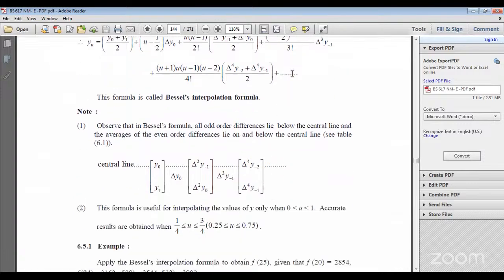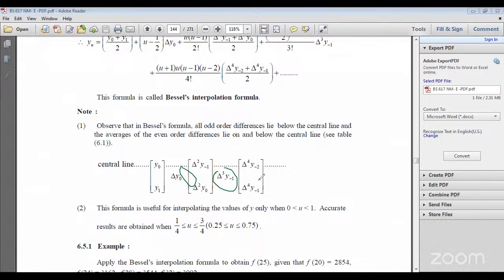So this is the Bessel interpolation formula. Observe that in Bessel interpolation, all the differences lie between the center line and the edges. The central difference line is y0, y1, delta y0, del square y1, del cube y1, del 4 y minus 2, del 4 y minus 1.